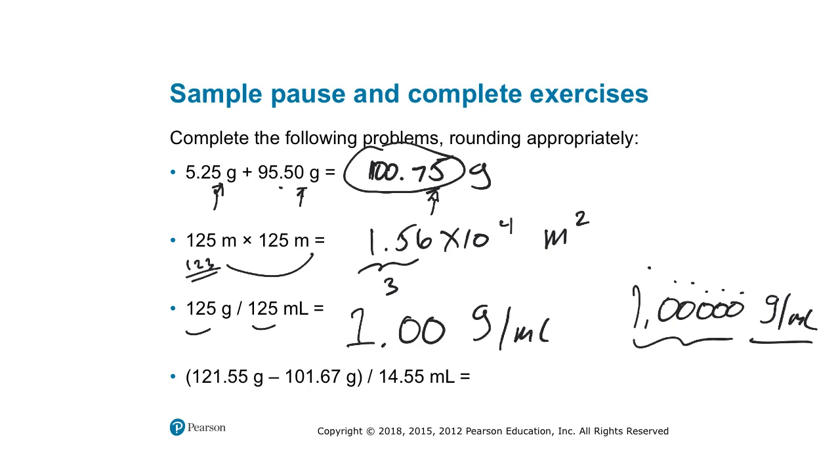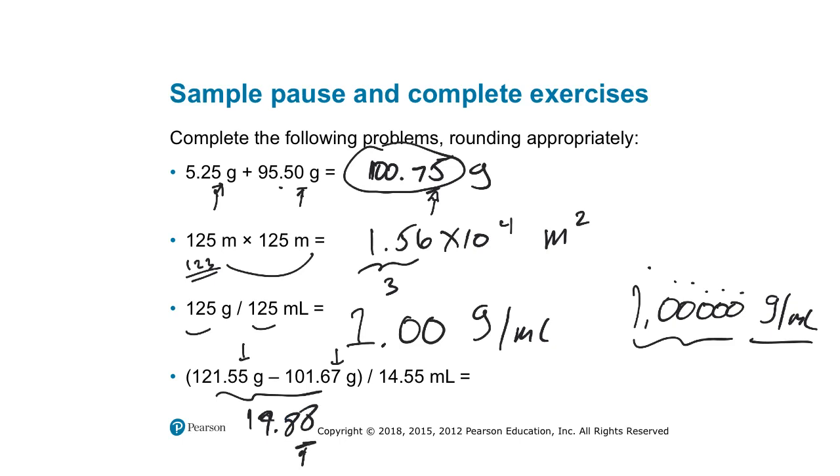Okay, now a multi-step problem. Let's just think about our first step first, because that's the one we're carrying out before we do the division. So we do 121.55 subtract 101.67. Subtracting and adding have the same rule. We're looking at the placeholder: hundredths minus hundredths. We're going to round the result to the hundredths placeholder. That works out to be 19.88.